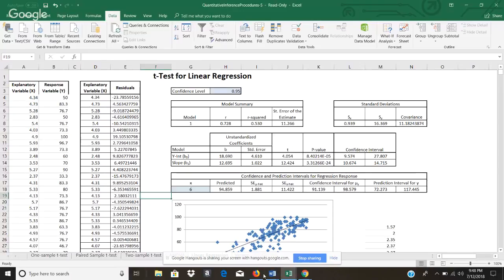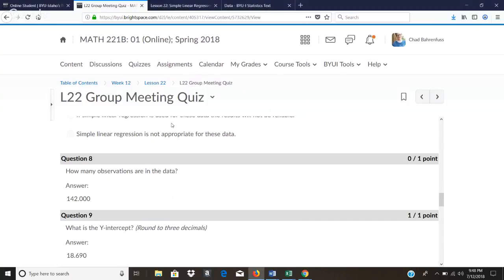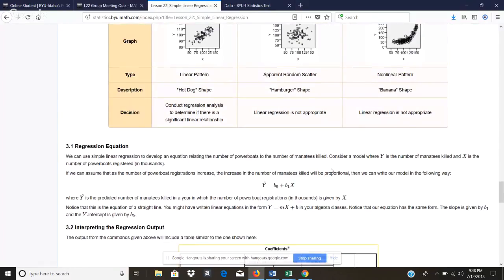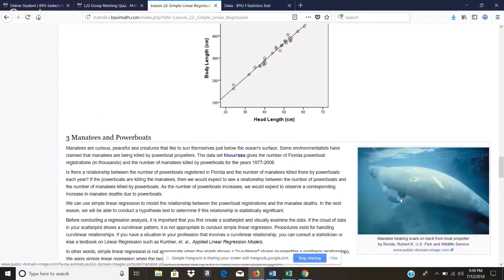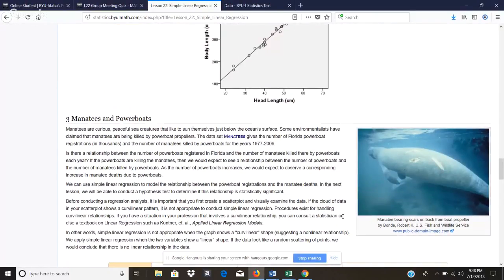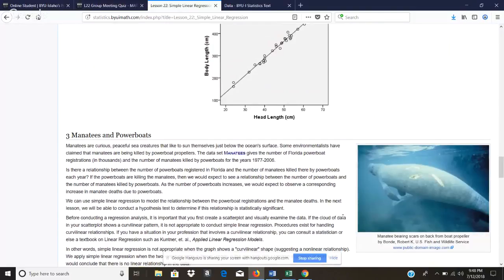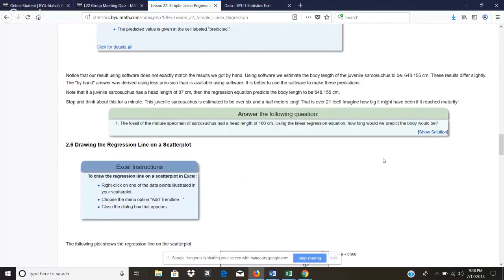I tried to look in the book for what they're talking about by observations. I couldn't find anything on it. I didn't see anything that says how many observations this data had. So I don't know what the answer is to that one. I really have no clue.